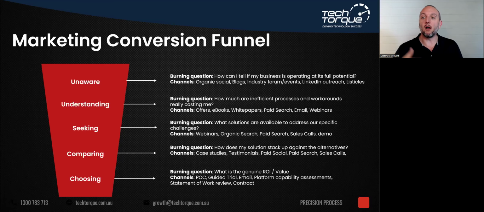So guided trials, not free trials, proofs of concept, platform capability assessments, statements of work, that type of stuff. So this is what your funnel should look like. It shouldn't have marketing things in there. It should be like, this is the marketing conversion funnel. These are the questions that I've got. Now let's answer them with that content. And we've got 1, 2, 3, 4, 5 stages here. We need to have at least 5 pieces of content that talk to each of those stages.